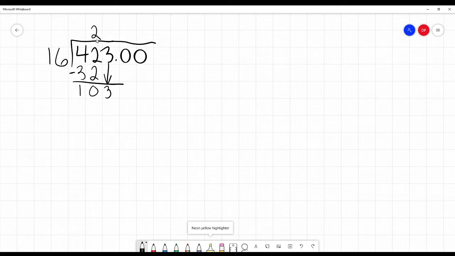One thing I'll mention here is that this is representing the fact that the number 16 goes into 423 not 2 times, but actually 20 times, because this is in the tens digit. So what we've really done is 16 times 20, which is 320, and then we subtracted that 320. Now there's 103 left over.